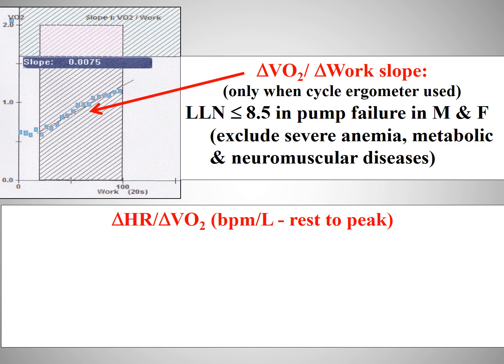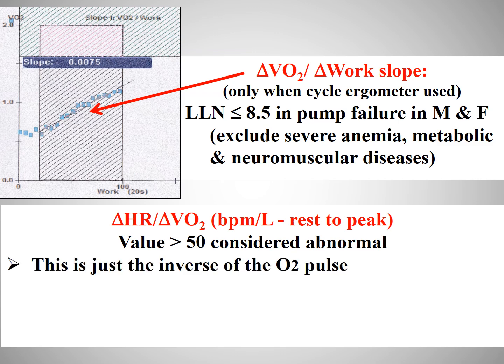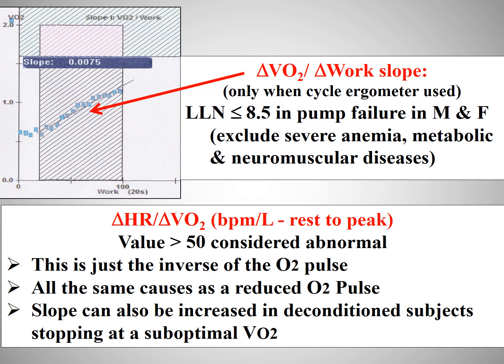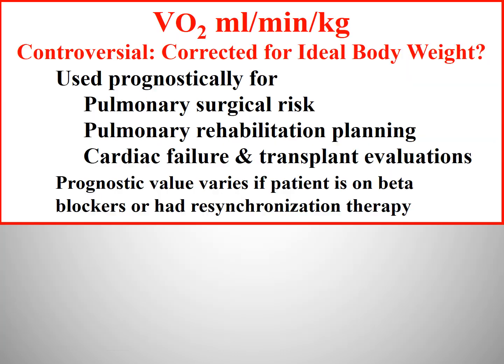Often one comes across a slope of the heart rate divided by the VO2, with a value of greater than 50 often being cited as being abnormal. The higher the value, the greater degree of cardiac pump failure. Keep in mind, this is really just the inverse of the O2 pulse, so this has all the same causes for being abnormal as the O2 pulse. Also, in subjects that are deconditioned, one can see an excessive heart rate for level of O2 consumption if they stop exercise early at a suboptimal VO2.